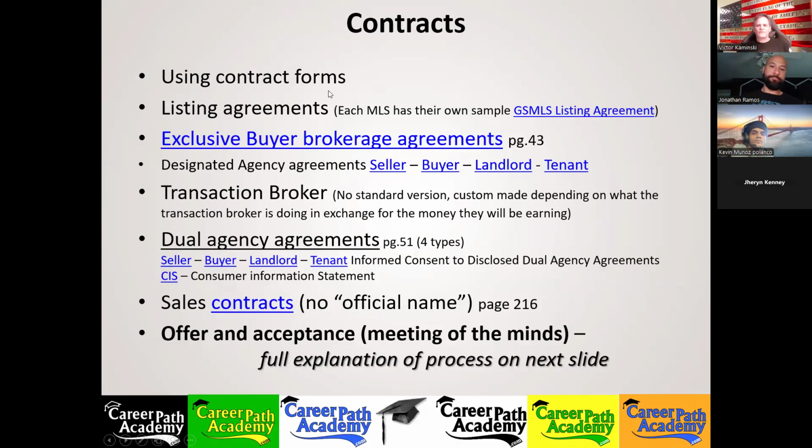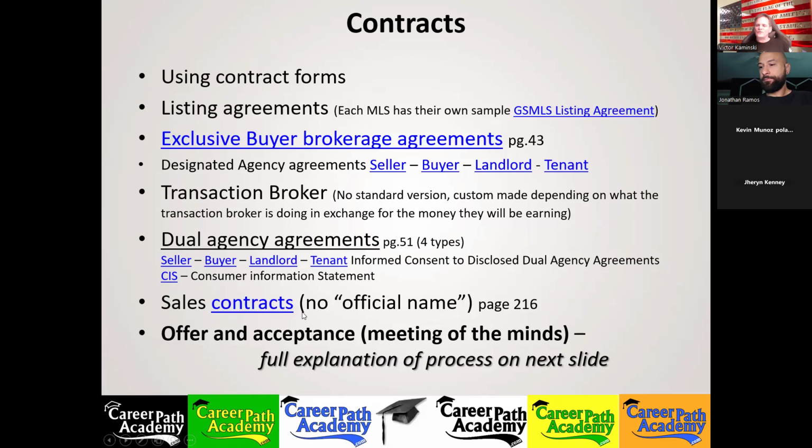Using the contract forms, we're going to need to know about using the contract forms. We use listing agreements. Each MLS has their own. We deal with exclusive buyer brokerage agreements, designated agency agreements, dual agency agreements, and transaction broker agreements.